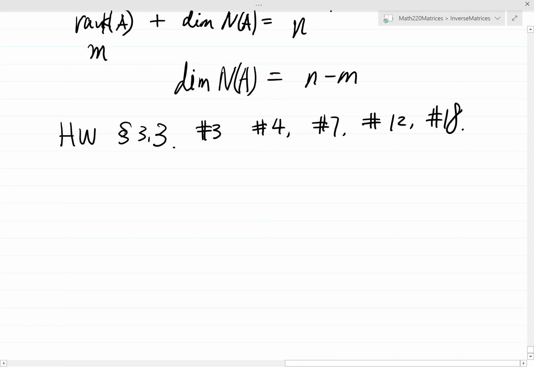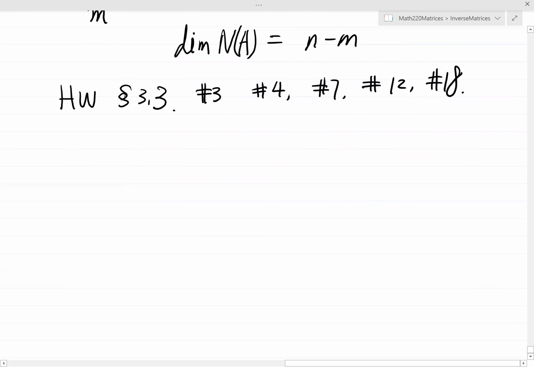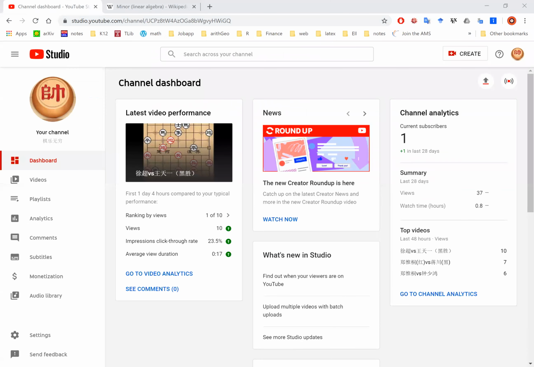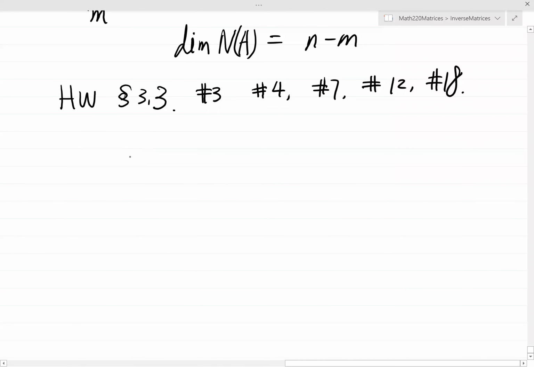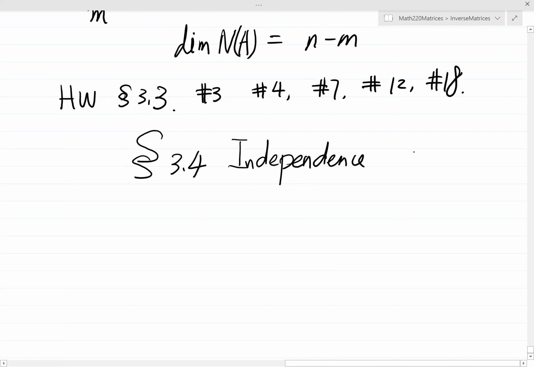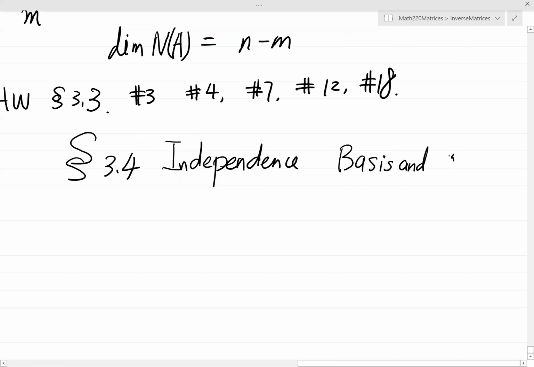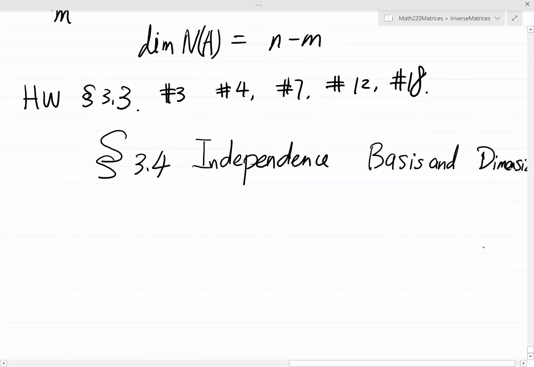In this section we already talked about some of these ideas, so we just quickly review them. Section 3.4: independence, basis, and dimension. We already use these a lot. Let's recall the ideas.